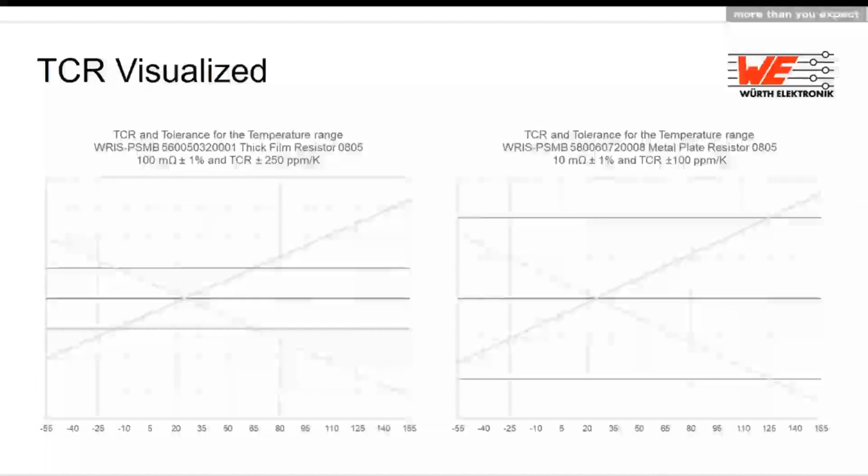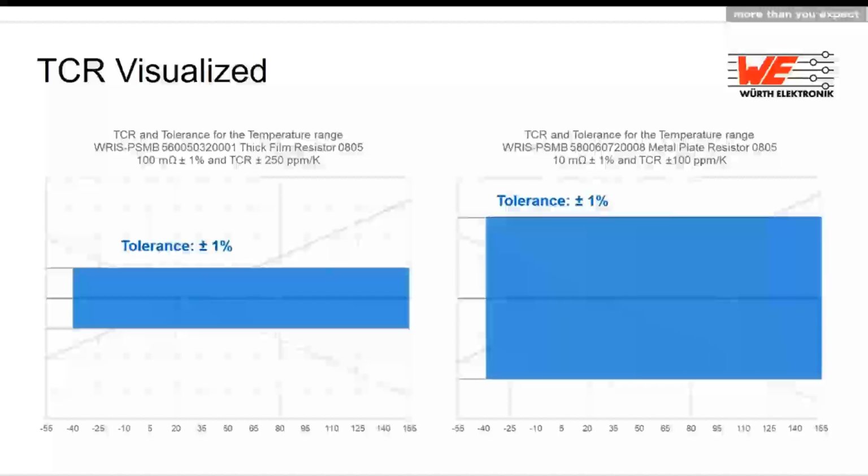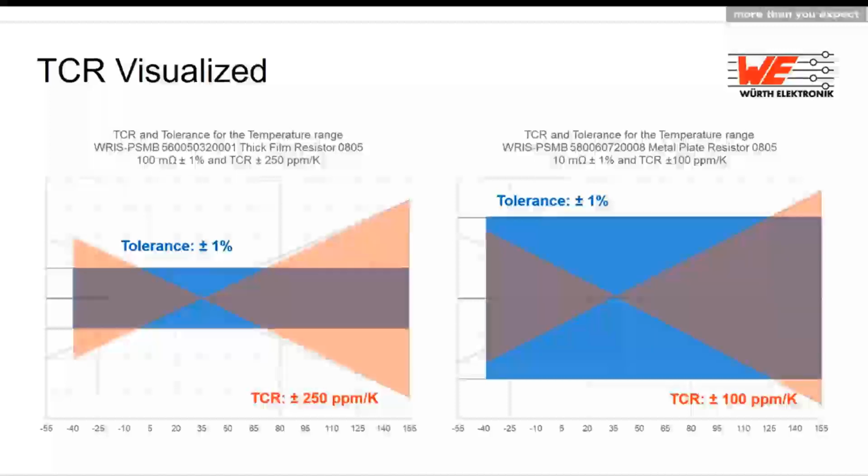Now we will plot a similar case to make the TCR visible for you. On the left side, we have a 100 milliohm, 1% tolerance SiC film resistor. On the right side, we have a 10 milliohm, also 1% tolerance. The blue rectangle shows where we expect initial values to be, like the production tolerances, and the orange triangle shows how much the resistance could deviate with temperature different than 25 degrees Celsius, which is the laboratory measurement. For the left resistor, we have 250 ppm, and for the right, we have 100 ppm.